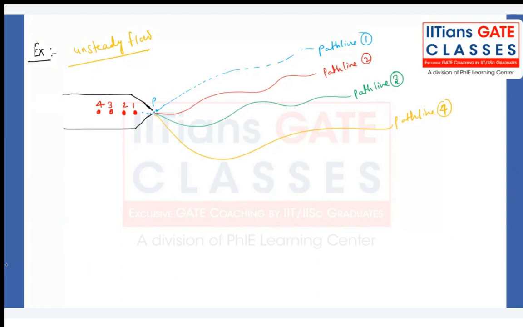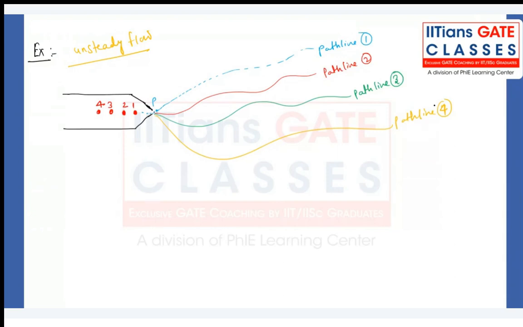So the path line of the fourth particle, we will be having something like this. As it is unsteady flow, we cannot guarantee that every particle will follow the same path. They can follow some other path. Every fluid particle can travel with some different velocity, right? And velocity has both magnitude as well as direction. Now you understand the meaning of path line.